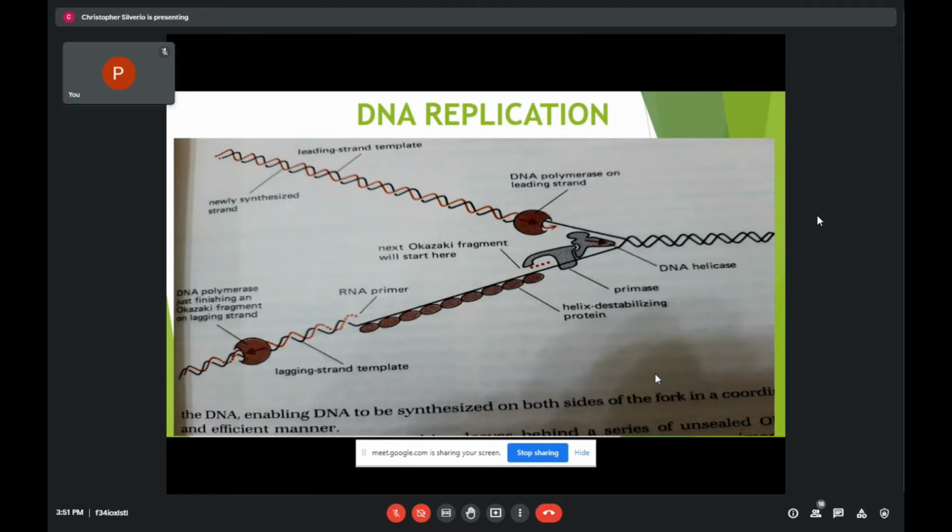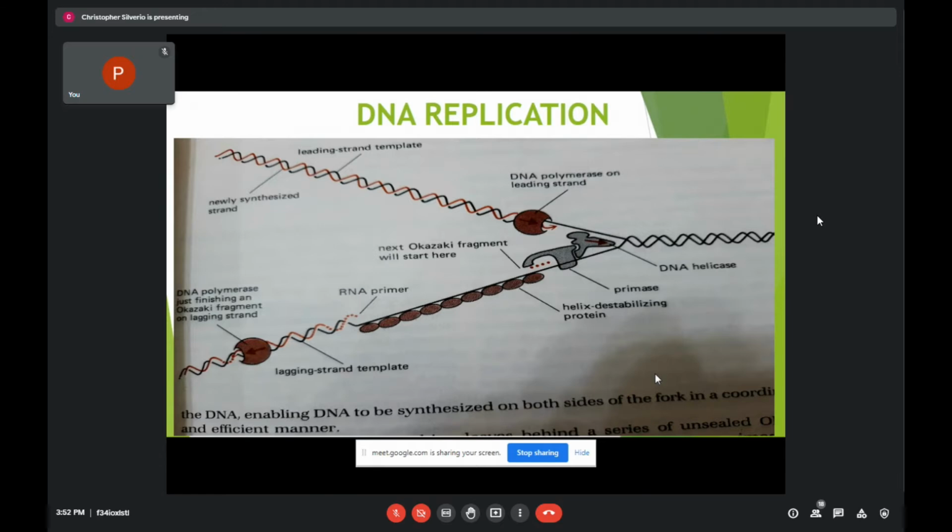Sora, can you hear me? Yes, okay. Can you see the diagram? Sora? Yes. Okay. Sora, this is the DNA, the deoxyribonucleic acid. By the way, are you familiar with DNA, Sora? Are you familiar with DNA? Yes. Okay.